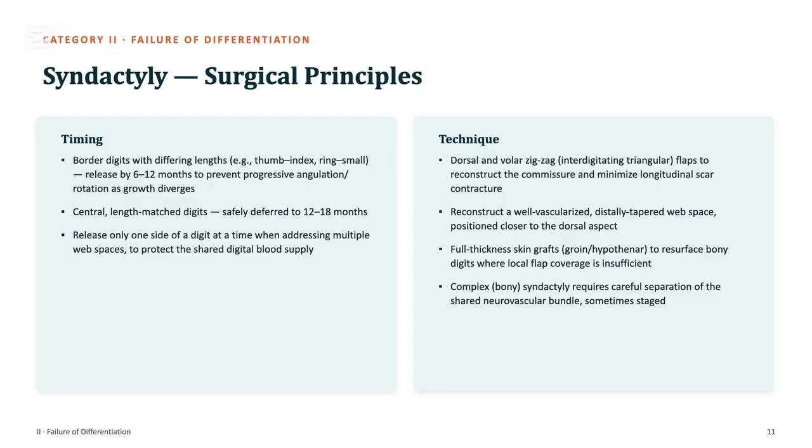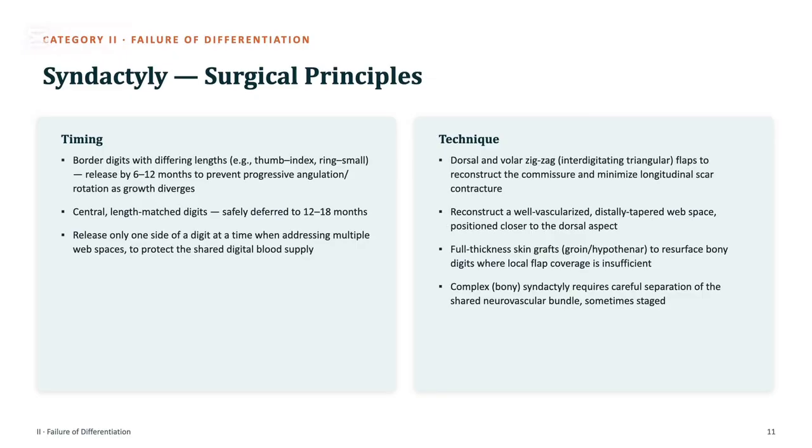How to manage syndactyly? Timing is very important. We divide the syndactyly, either simple or complete, into border digits. The border digits are the first and fourth webs. These should be managed very early. Why? Because differential growth may lead to deviation of the fingers.